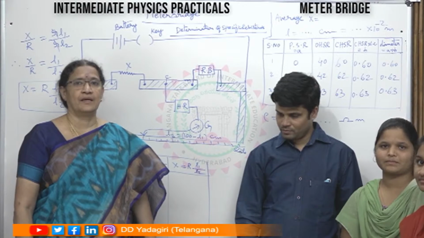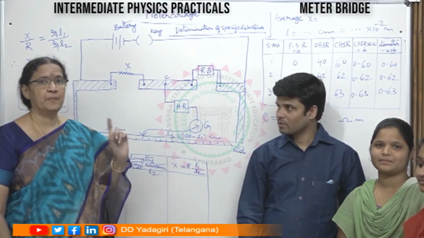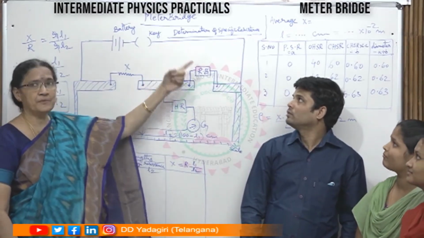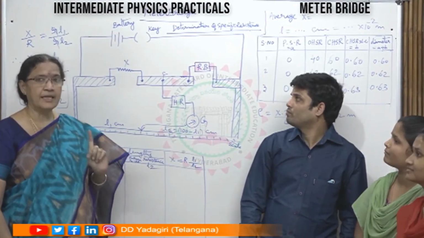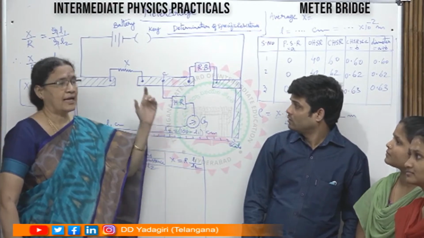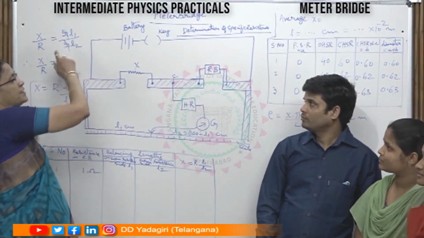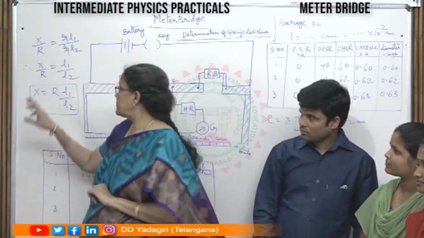Hello everyone. Today our experiment is meter bridge. Using meter bridge, we are going to determine the specific resistance of the given wire. So let us see the principle on which meter bridge works. Meter bridge works on the Wheatstone bridge principle.